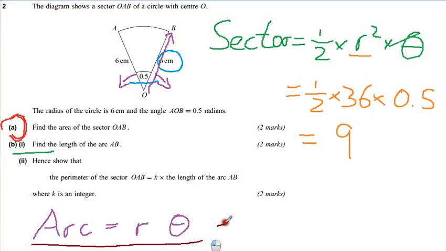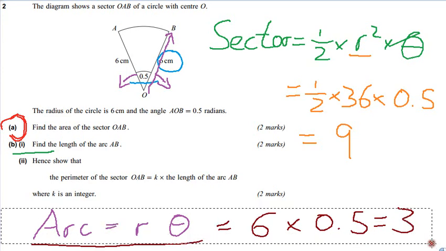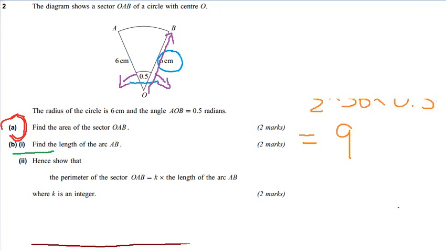So what is that going to be? Well, that's going to be 6 times 0.5, which is 3. What could be easier? So let's get some space down here. Let's get some space up here as well. So we can move on to the last part. We're flying through this. The last part.